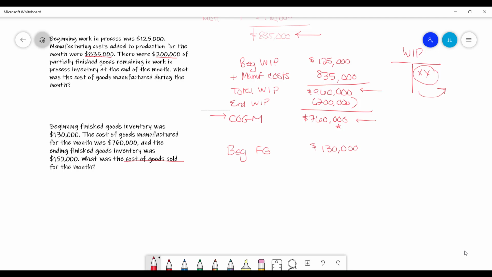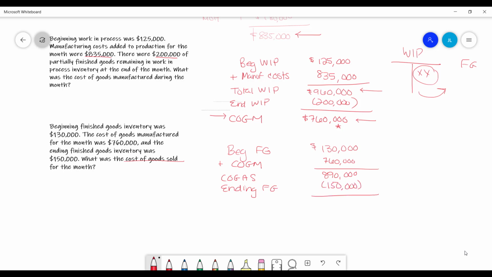So we start with the beginning finished goods, and we know the cost of goods manufactured is the amount that gets added into that account, right? Moving from work in process into finished goods, and we know that's $760,000. Well, when we add the 130 and the 760, that gives us 890, I believe. Okay, and the beginning finished goods plus the amount that we add into finished goods is simply the cost of goods available for sale. Okay, but then of that cost of goods available for sale, they're telling us that at the end of the period, there was only $150,000 of finished goods left.